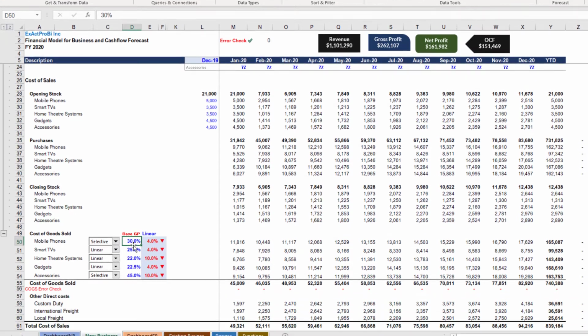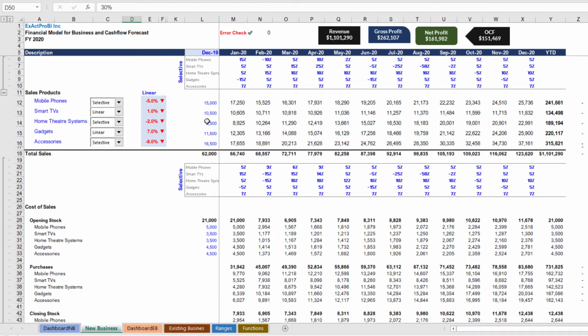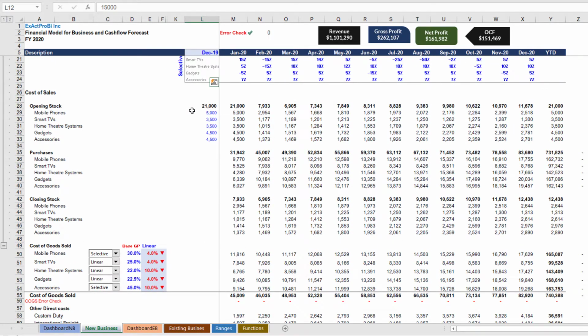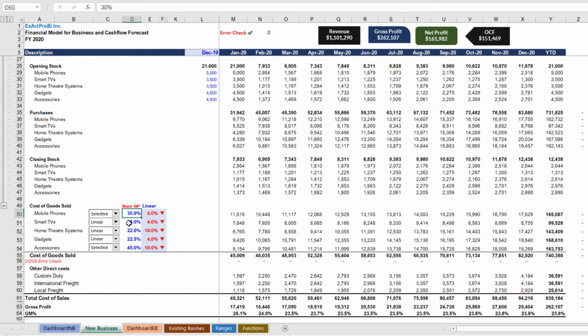Here we have some base GP for our particular sales. This was our base sales which we have assumed and done some analysis on before we started our business. We also assume what would be our base GP on each of these products. For example, mobile phones will have a minimum gross profit on each sale of 30%.